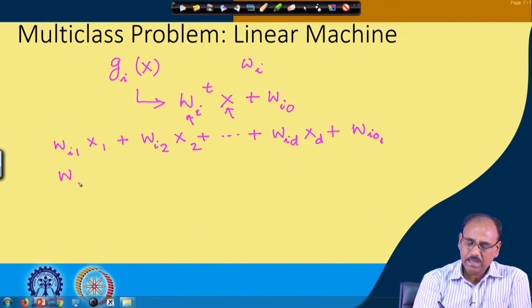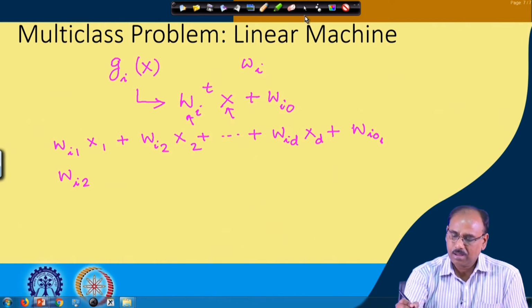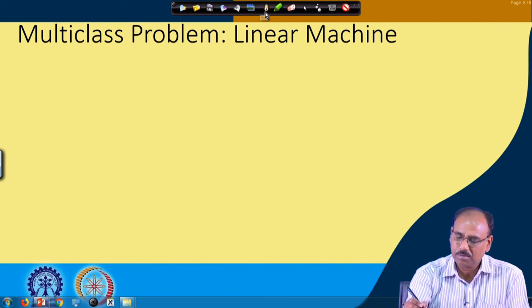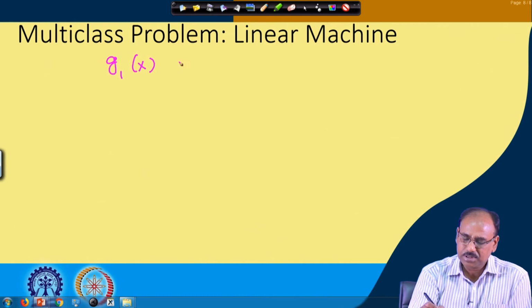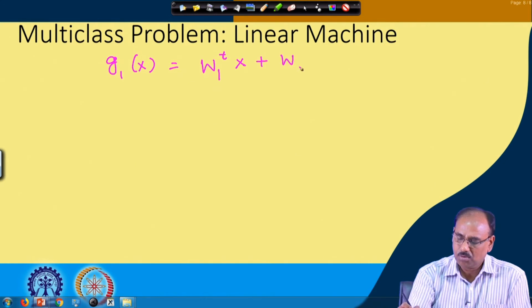So, this is what is my g 1 x for category omega 1. Similarly, for category 2, g 2 x will be, sorry, I am taking I equal to 1, so this expression will be different. Let me put it like this. I want to find out g 1 x, which is nothing but w 1 transpose x plus w 1 naught.